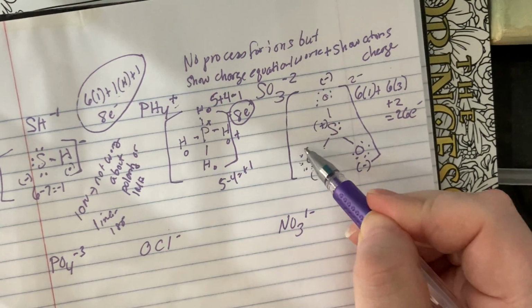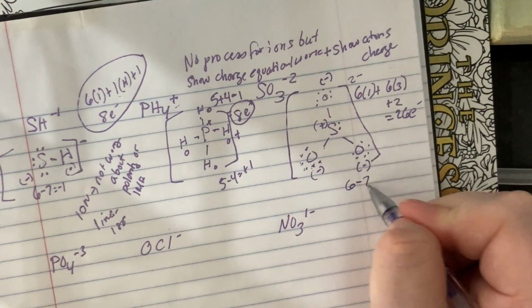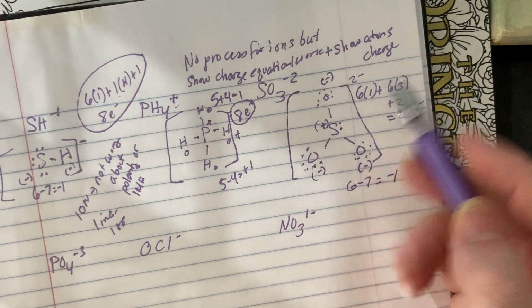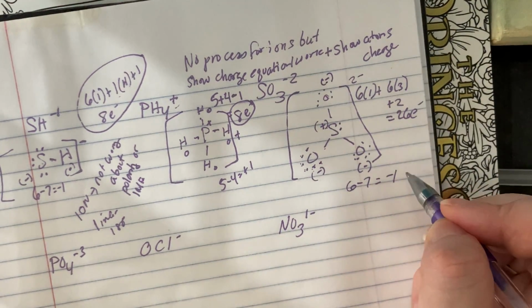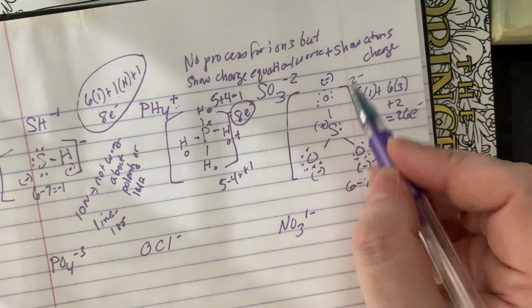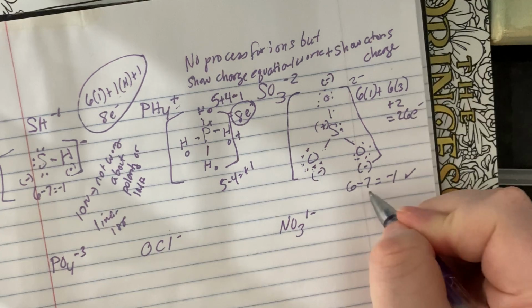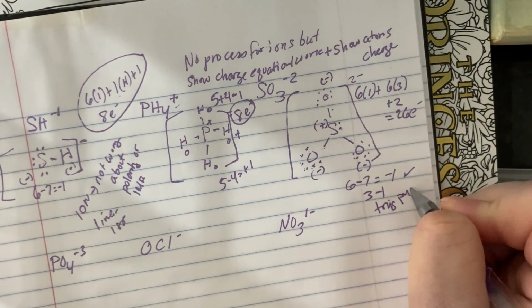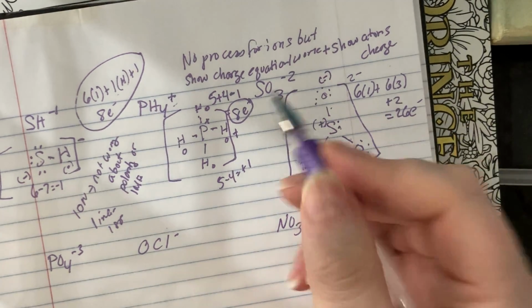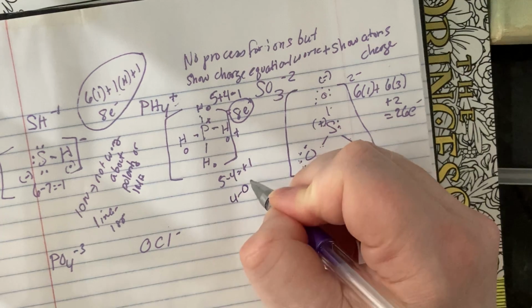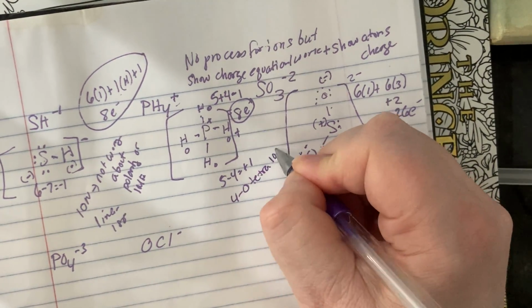1, 2, 3, 4, 5, 6, 7. He's supposed to have 6. He has 7. So each one is a -1. I have 3 negatives and 1 positive for a -2. Correct. What is my structure? My structure is a 3-1 trigonal pyramidal, 107 degrees. How about for my last guy, because I forgot, he's still a 4-0. So he's a tetrahedral, 109 degrees.